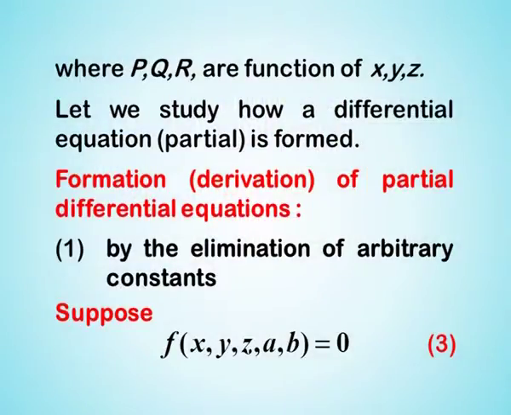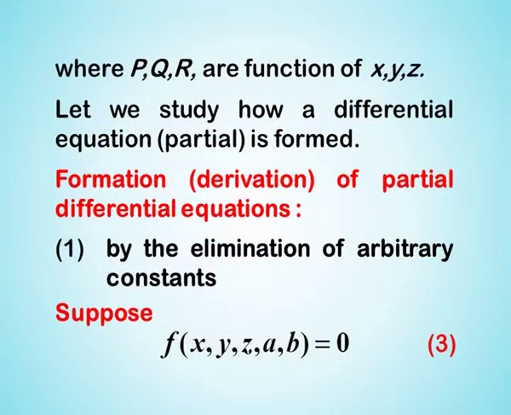We give meaning to it. P, Q, R are functions of x, y and z. Three can be together, two can be together, or only one. So they are functions of x, y, z, and R on the right hand side. What we want to do is to study how a differential equation, of course partial, is formed.